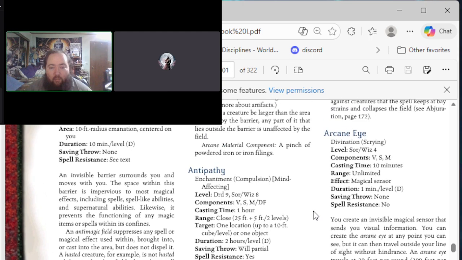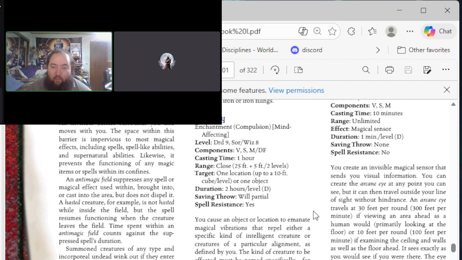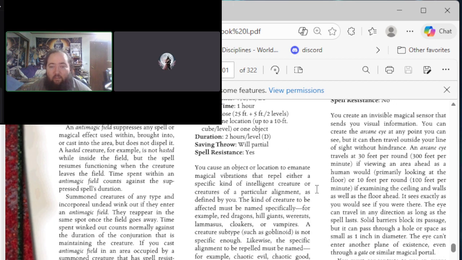Antipathy is an enchantment, compulsion, mind-affecting effect. Level 9 druid spell, level 8 wizard/sorcerer spell. Components: verbal, somatic, material/divine focus. Casting time 1 hour. Range close. Target one location up to 10 cubic feet per level, or one object. Duration 2 hours per level. Saving throw will partial. Spell resistance, yes.